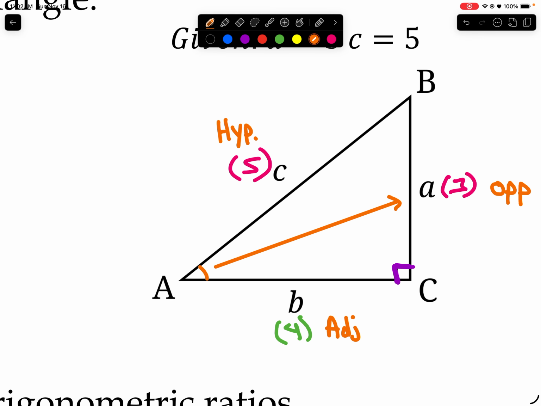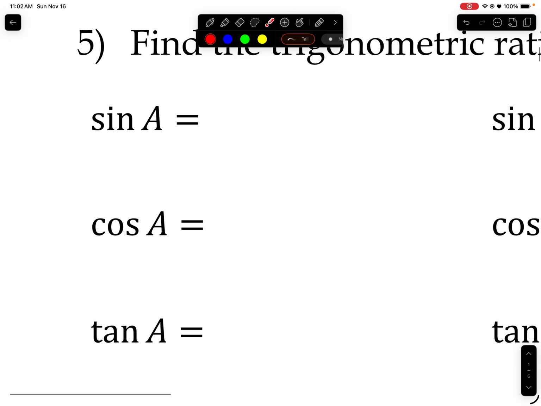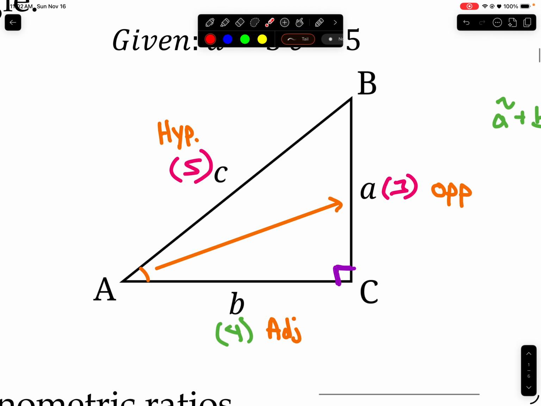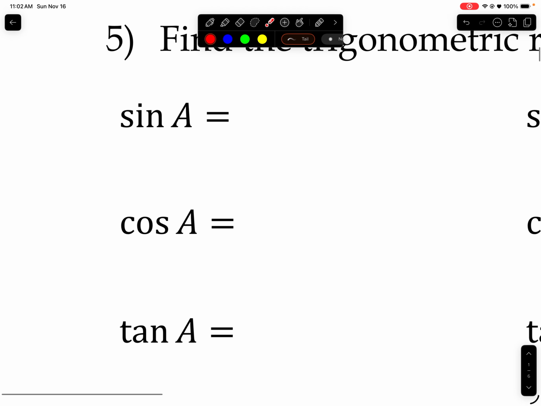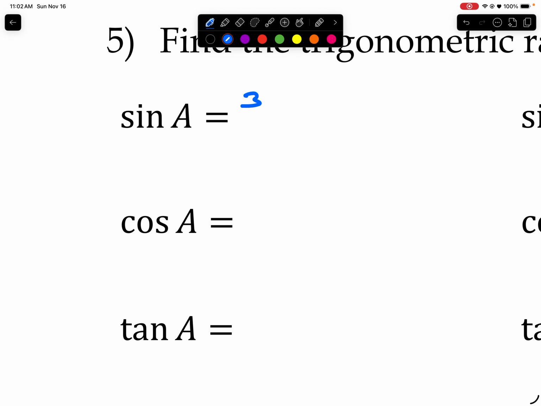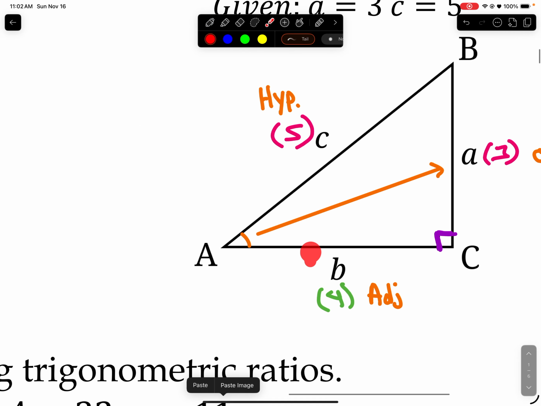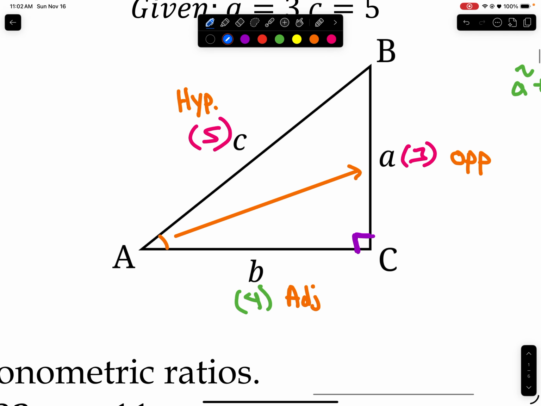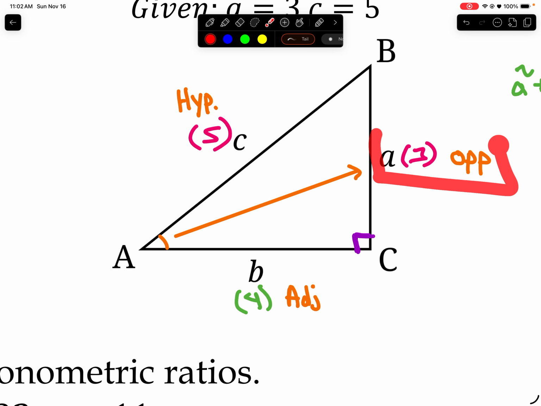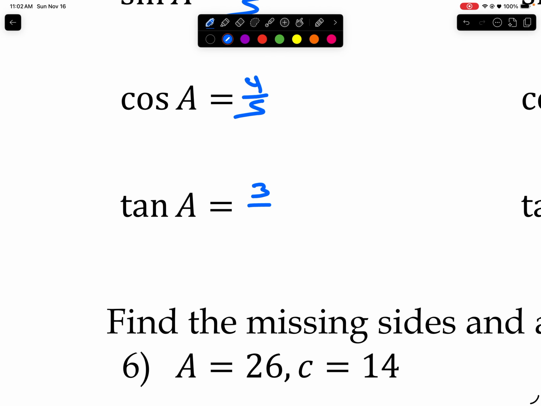So when I write my trig ratios using angle A, if I'm looking at sine, this is going to be the opposite over the hypotenuse. Opposite would be side A, which is 3, over the hypotenuse, which is 5. So sine of A is equivalent to 3 over 5. And if I look at cosine of A, I want the adjacent over the hypotenuse, which means I want 4 over 5. And if I want tangent, I want the opposite over the adjacent. So opposite, which is 3, over the adjacent, which is 4. Then tangent of A gives me 3/4.